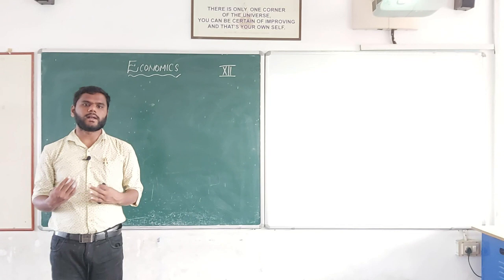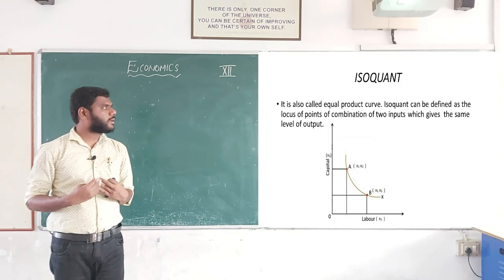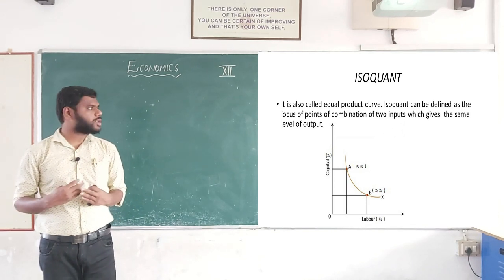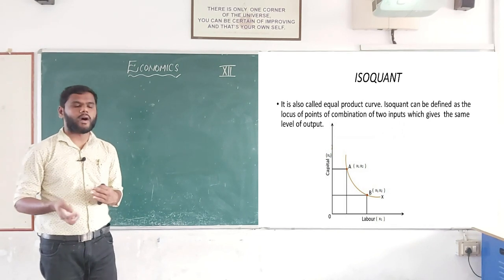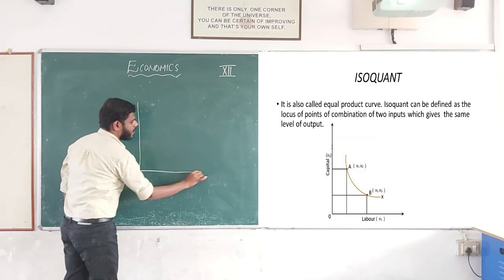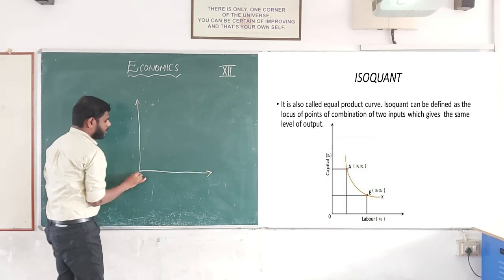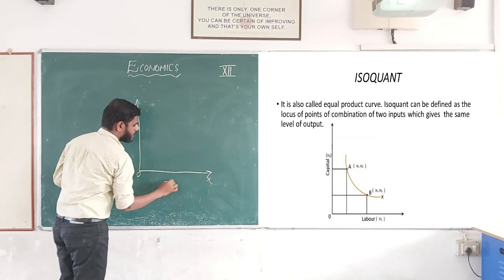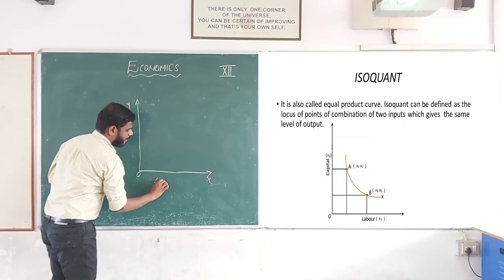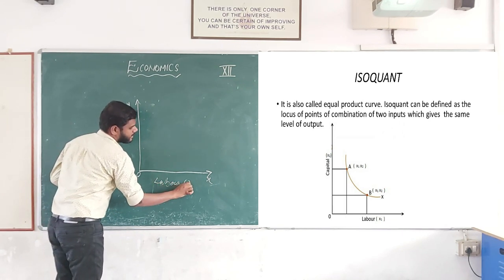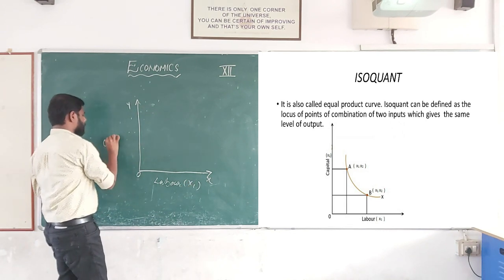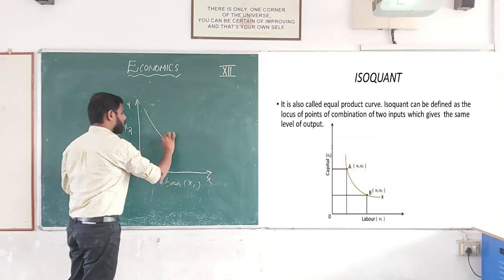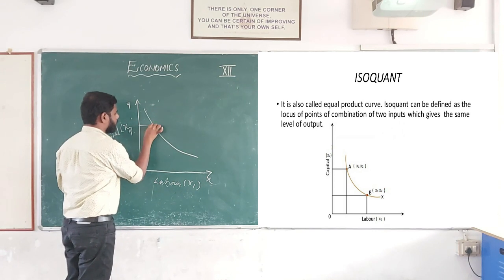The next topic is isoquant. It is also called the equal product curve. An isoquant can be defined as the locus of combinations of two inputs that give the same level of output. For example, here it is the y axis and here it is the x axis. Here we are taking labor X1, and here capital X2. If we draw a curve like this, this is known as an isoquant.